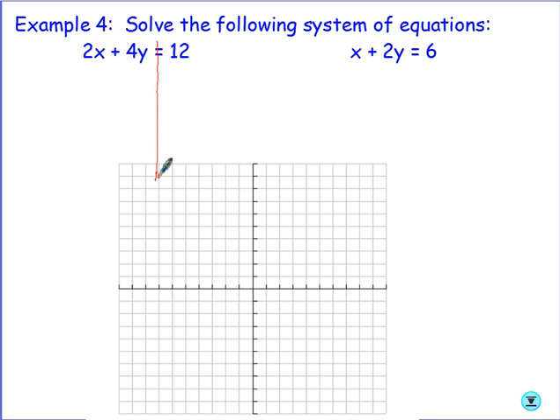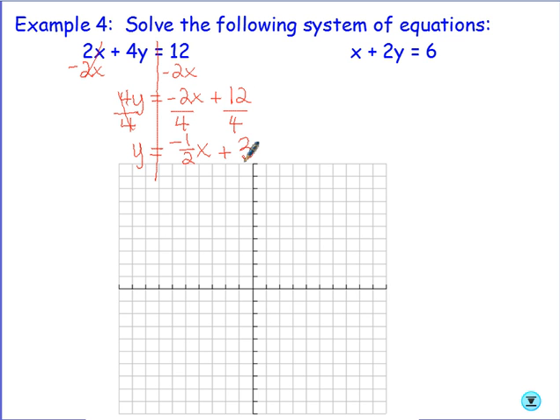All the same process. I'm going to start by subtracting 2x. That leaves me with 4y equals negative 2x plus 12. Divide everything by 4. I am left with y equals. Now, negative 2 divided by 4 is a decimal, but when you hit math, enter, enter, you get negative 1/2 x. And 12 divided by 4 is positive 3.